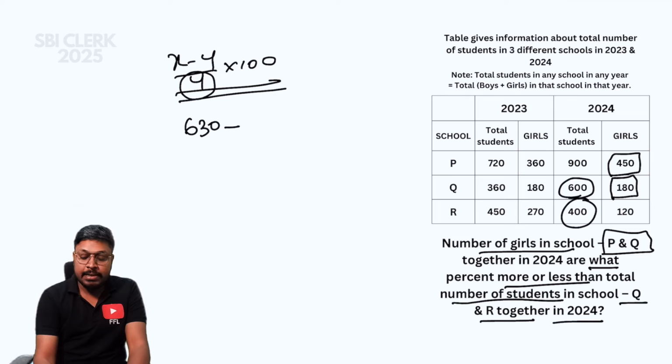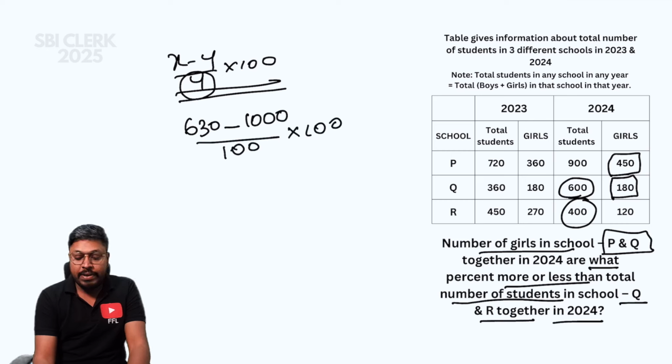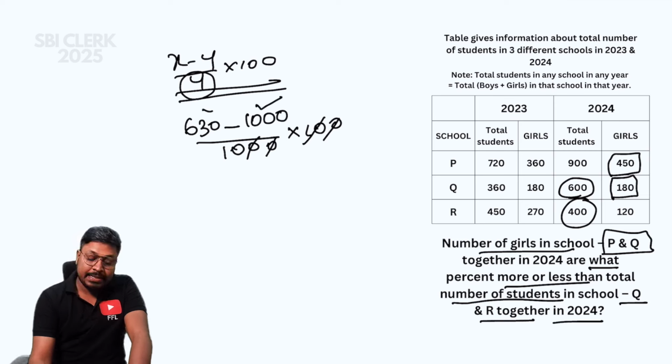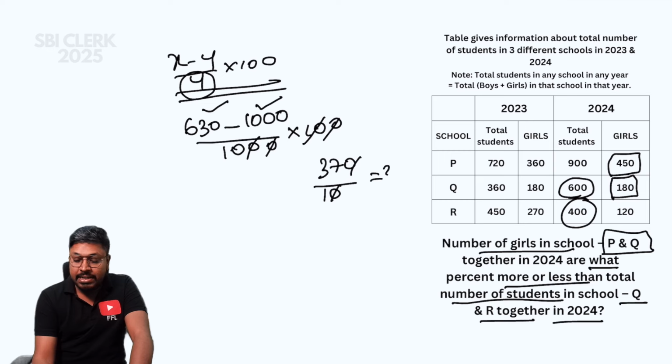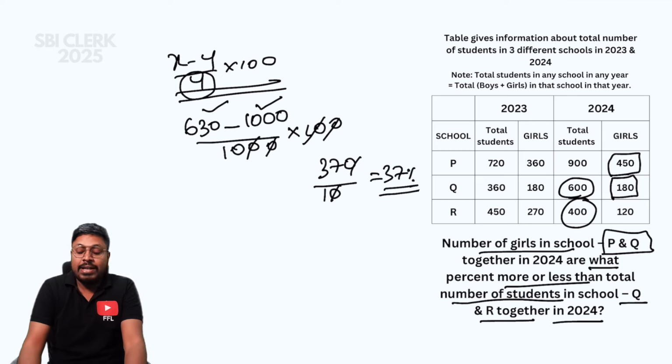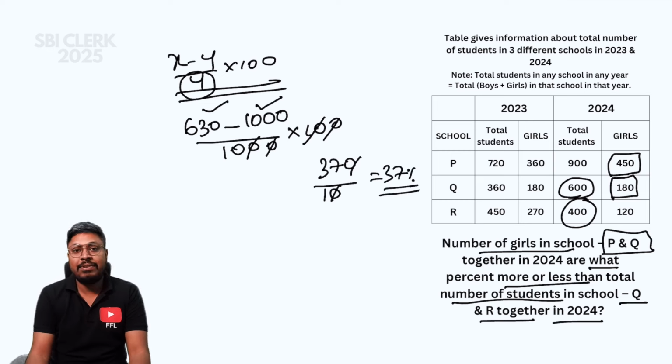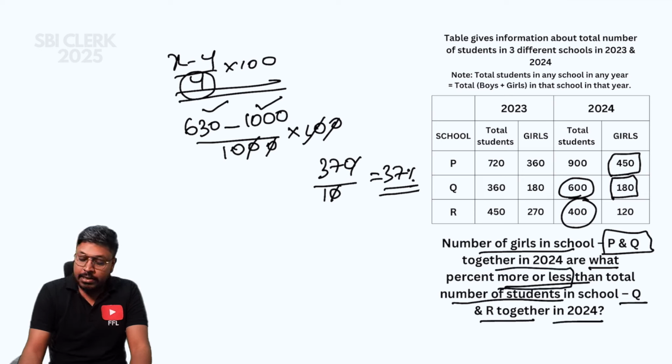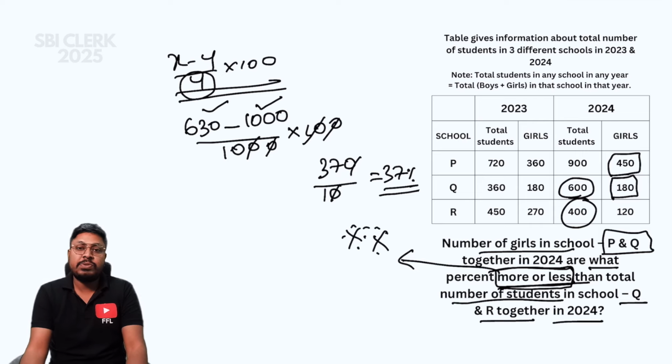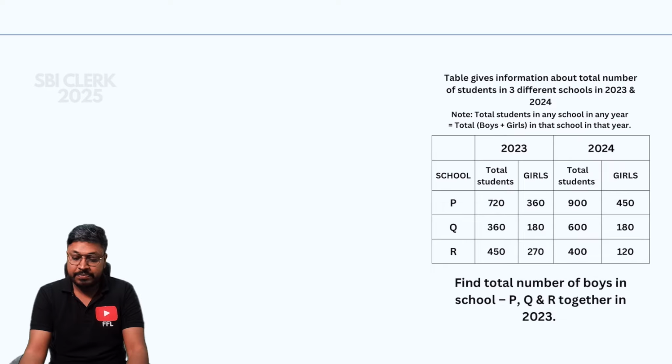So 630 minus of 1000 divided by 1000 into 100. So we can cancel two zeros here. So 1000 minus 630 will be 370. So 370 divided by 10, which is 37 percentage. So answer for this question is 37 percentage. Right? So always remember one thing, more or less. Whenever you see this word more or less, definitely it's a formula. Do not forget this. X minus Y divided by Y into 100.